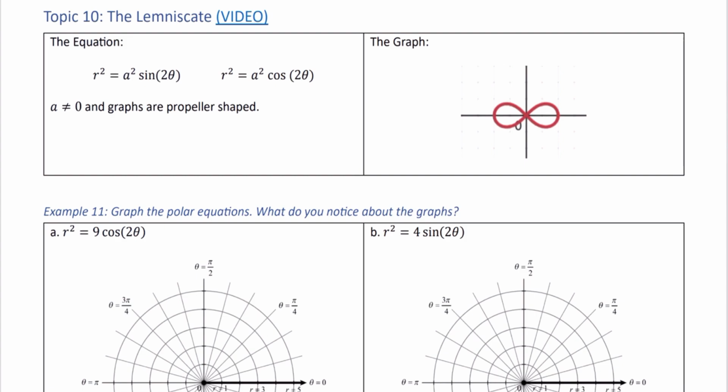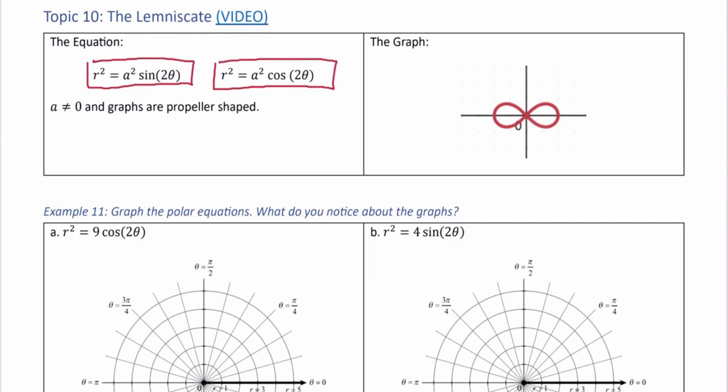In this video, we'll briefly discuss the lemniscate. Notice that this equation is a little different than the ones you've seen for the other polar graphs. Here we have r squared and a squared. r squared equals a squared sine 2 theta, and r squared equals a squared cosine 2 theta.